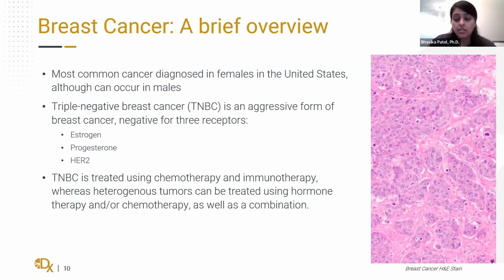Triple negative breast cancer is the most aggressive form of breast cancer since drugs targeting receptors do not work. Triple negative breast cancer also grows quickly and has a high rate of recurrence, making it very aggressive. It can be treated using chemotherapy and immunotherapy, whereas heterogeneous tumors can be treated using hormone therapy and/or chemotherapy, as well as a combination.